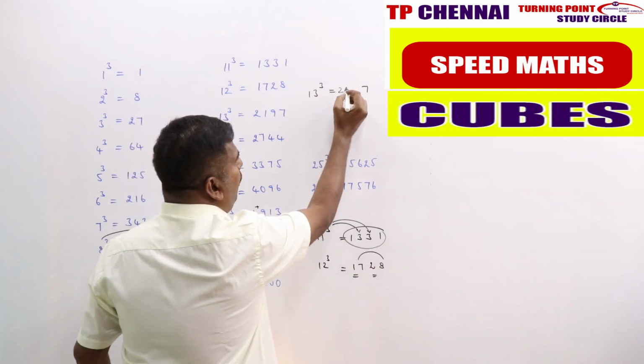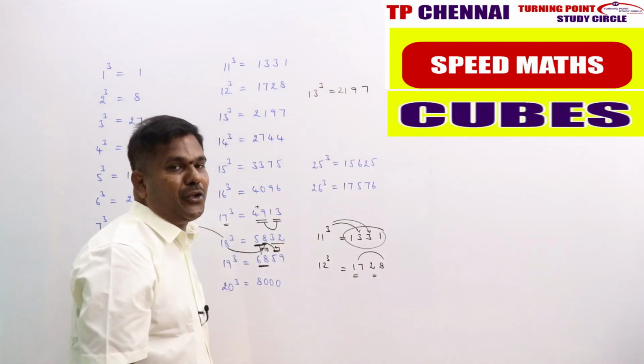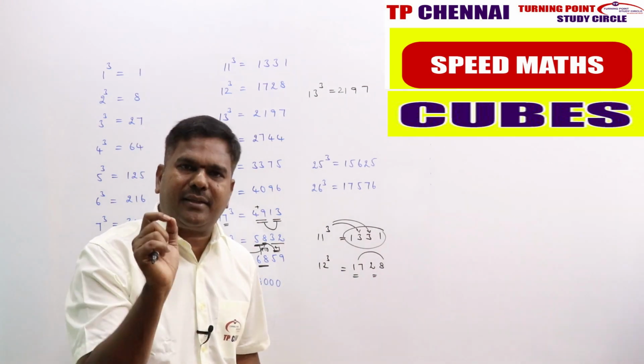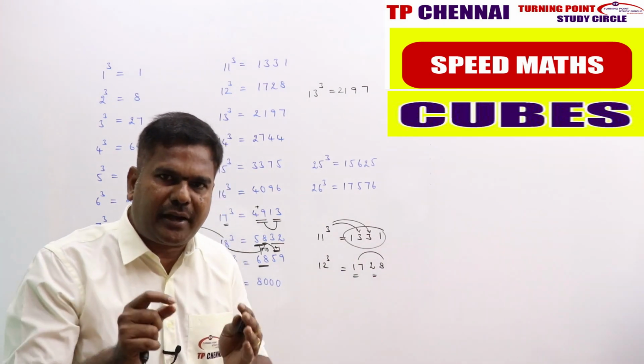Here, 3 3s are how much? 9. Don't take it as 3 cube. Just take it as 3 3s are. So 2197 is the answer. Typical one. Just try to memorize.